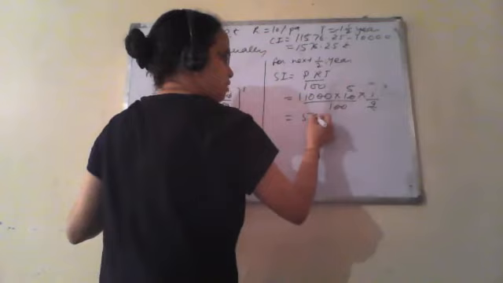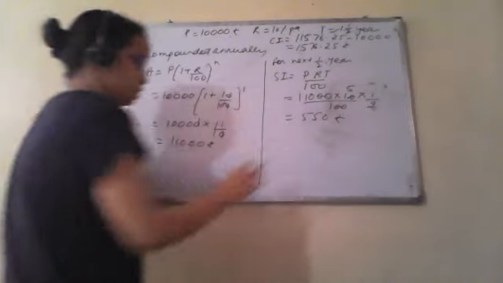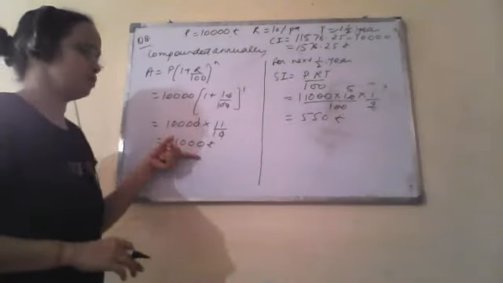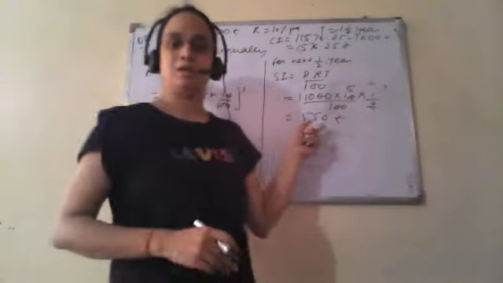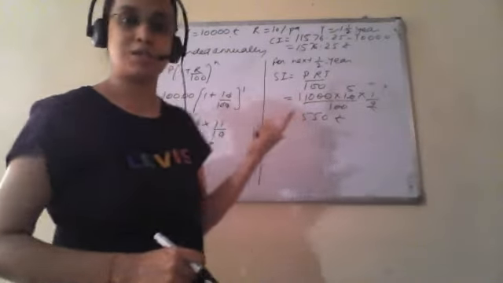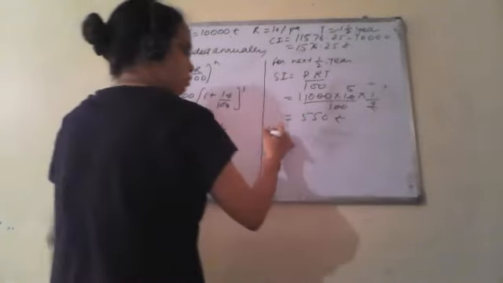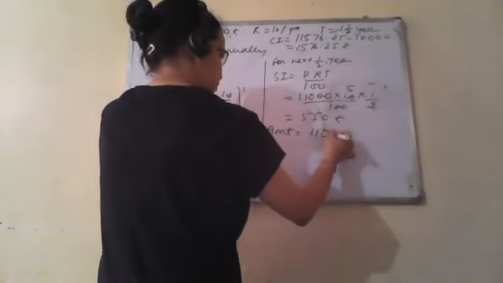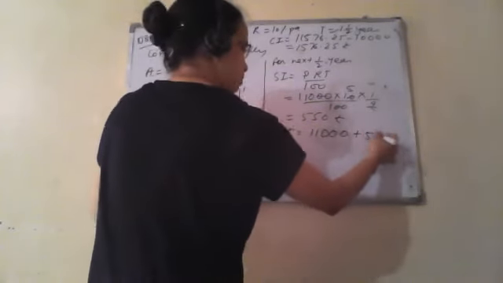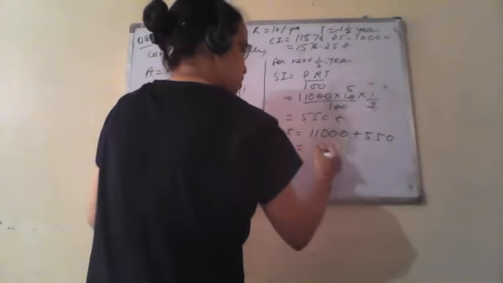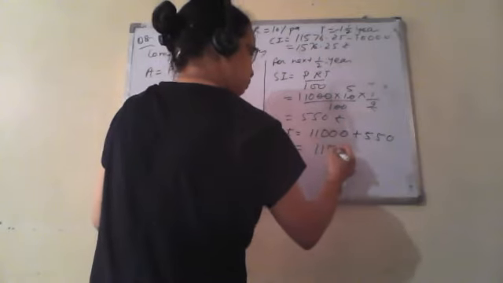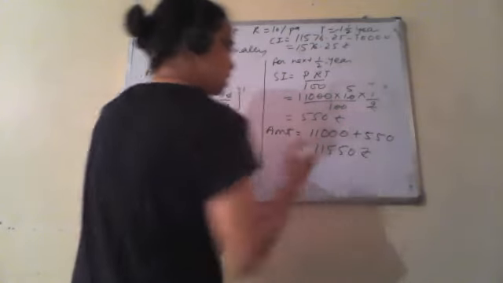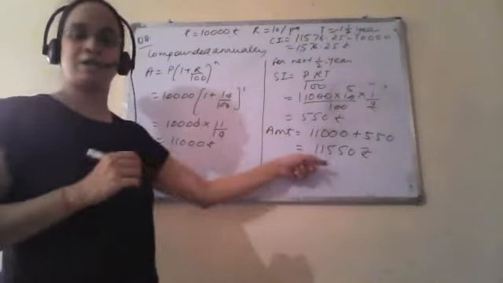So this is 550. This is the amount for the first year, and this is simple interest for the second year for another 6 months, or another half year. So the total amount will be this 11,000 plus this 550. So this is the amount when it is compounded annually.